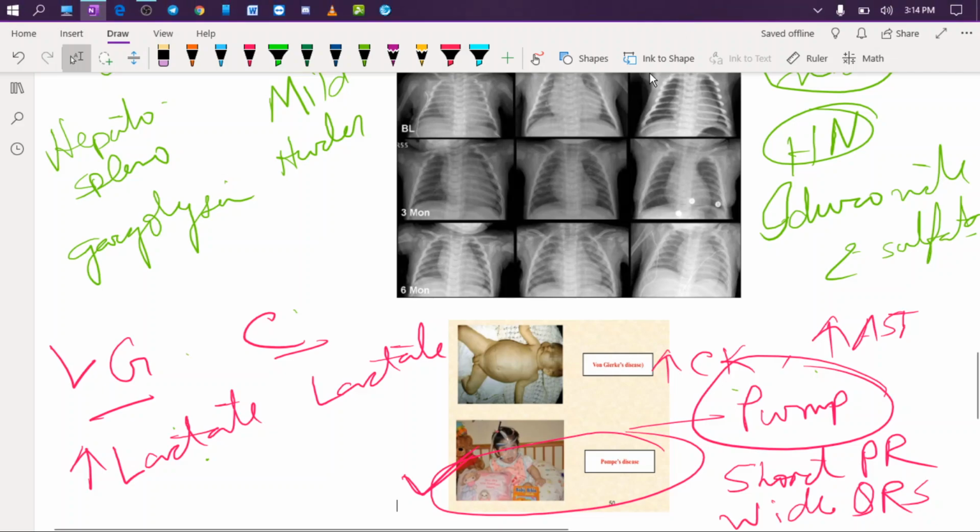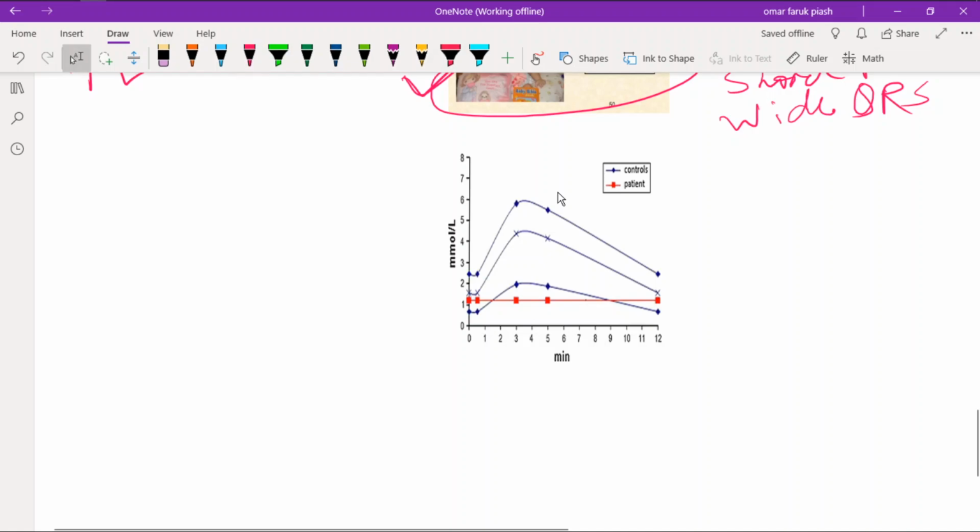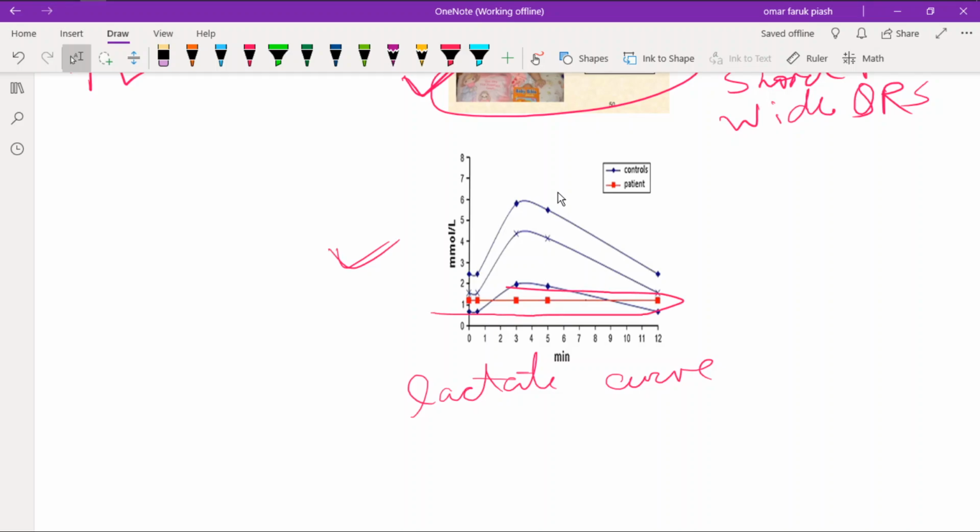And the last disease is McArdle disease. This is called the lactate curve. In the lactate curve, you will get a flat venous lactate curve with normal rise of ammonia, which indicates that this is McArdle disease. The flat venous lactate curve is the hallmark, with normal rise in ammonia levels during exercise.